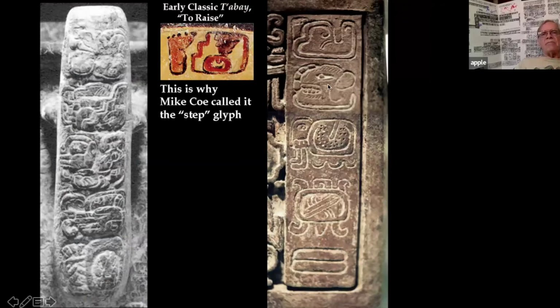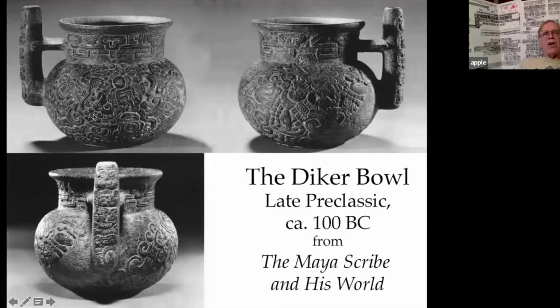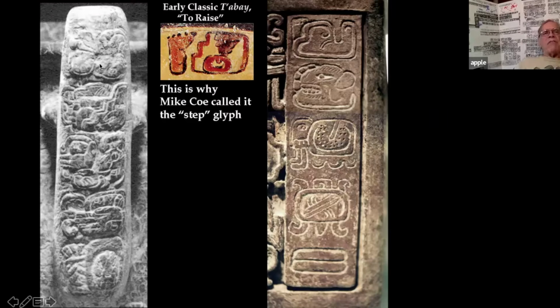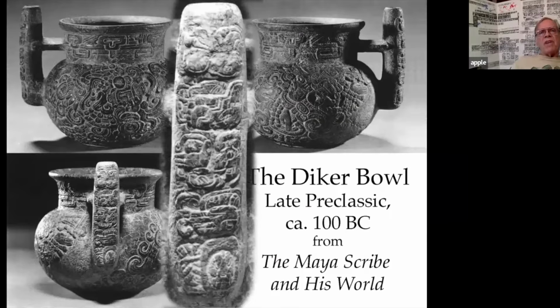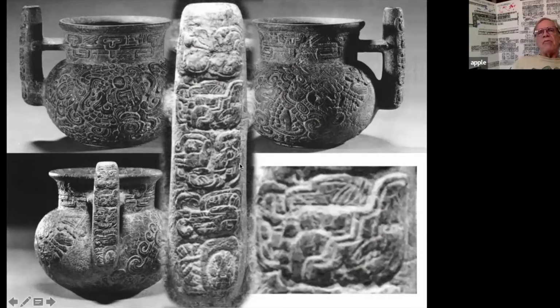This is two real early examples of a primary standard sequence. Here's the step glyph, we have it here. It's on the Diker bowl. The step glyph, I guess this is an early initial glyph, but this is a primary standard sequence, and this is presumably an early version of a primary standard sequence. There's again the step glyph with the footprint on it in early versions. There's a Diker bowl, and the step glyph, which is the second glyph, is enlarged here with the dots around it.